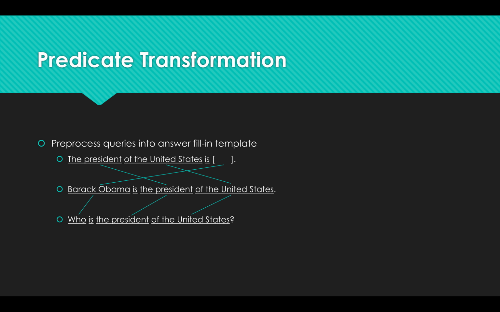For predicate transformation, this is the answer template we want to form for our final answer. We can see that the question can be aligned to the predicate form of itself, basically the answer. So we can take "Who is the President of the United States" and transform it into "The President of the United States is what". So we can fill that blank later with our answer extraction algorithm.